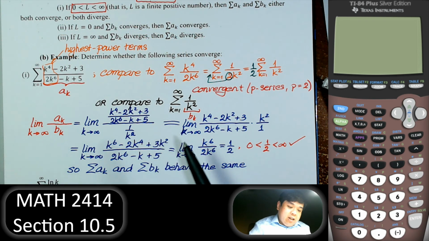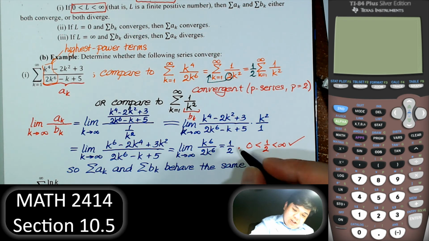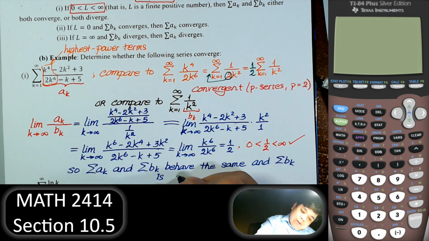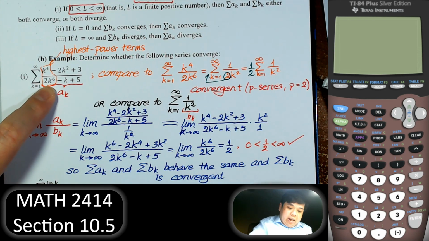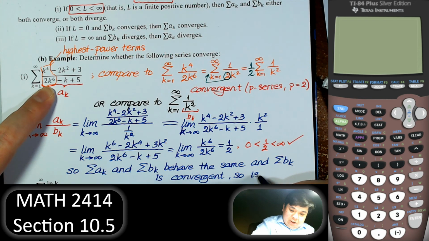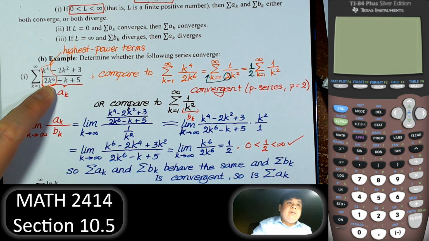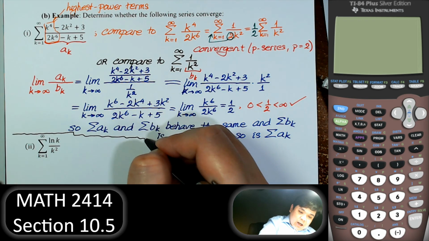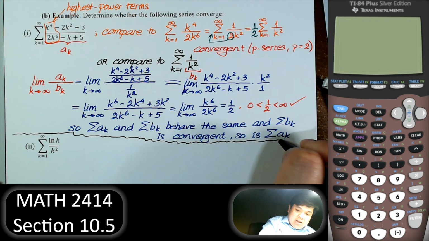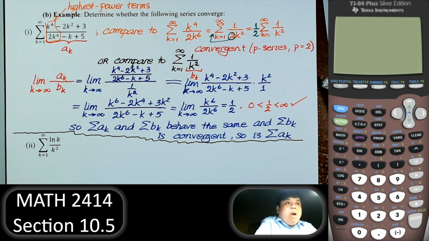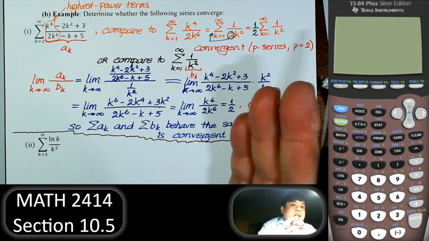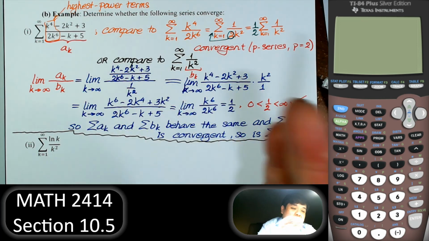And we know that b sub k is convergent. So is a sub k. So that is the limit comparison test. Slightly more complicated than the direct comparison test, but it's more practical because when we compare two, just ignore everything else. We don't really need to see which one is greater than the other.